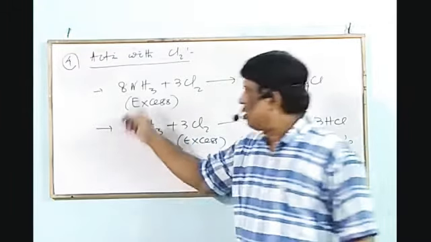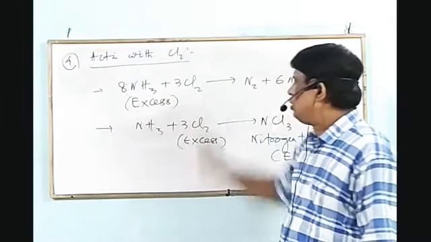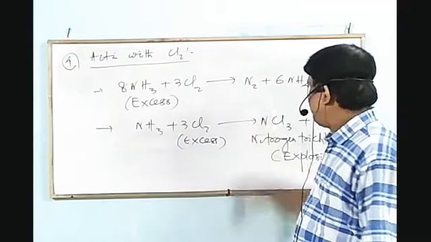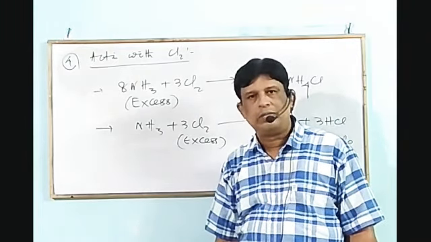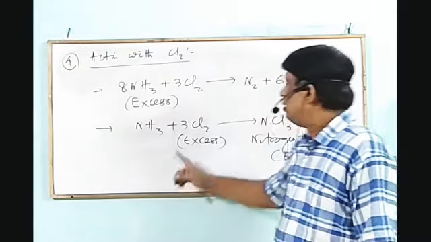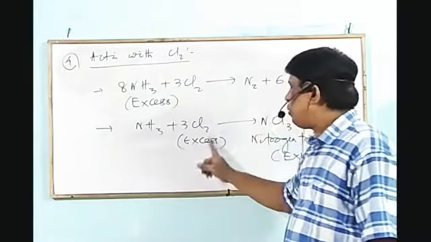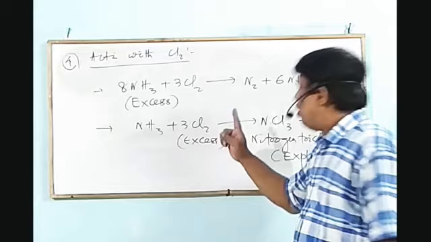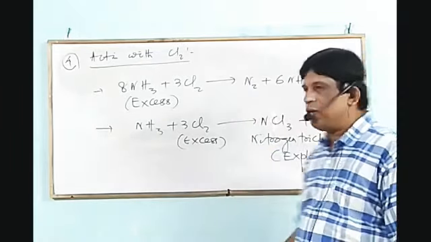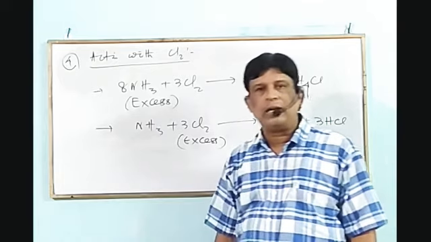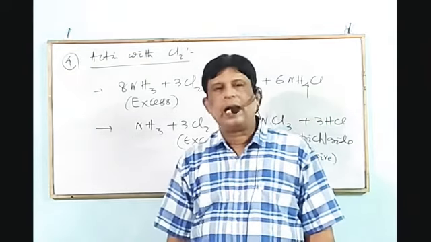When excess of ammonia reacts with chlorine, resulting in the formation of ammonium chloride with the evolution of nitrogen. On the other hand, when insufficient amount of ammonia reacts with chlorine, or excess chlorine reacts with ammonia, resulting in the formation of nitrogen trichloride, which is used as an explosive.